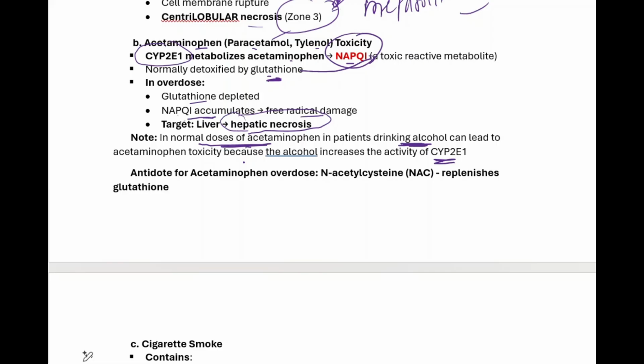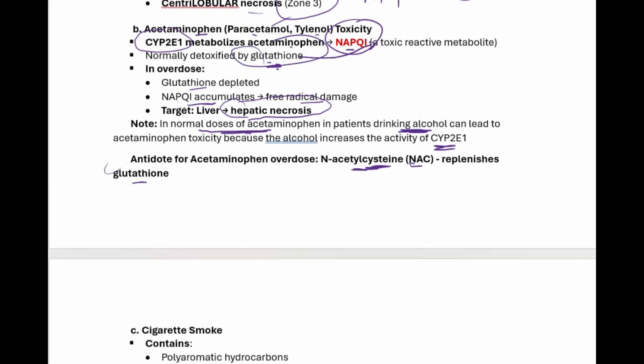And what's the treatment for acetaminophen overdose? The treatment is N-acetylcysteine, which is what we call NAC. And how does it work? It replenishes glutathione. Remember, it replaces this glutathione back for those patients.